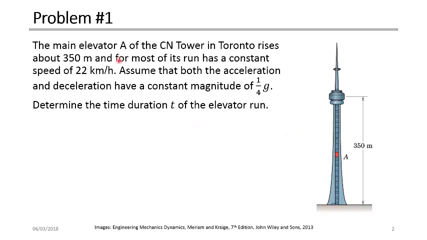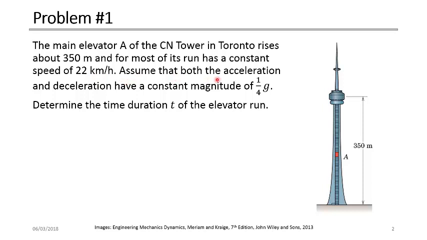It says the main elevator A. So we have an elevator A here of the CN Tower in Toronto. It rises about 350 meters. So the total height of this tower, where the elevator goes up and down, is 350 meters. And for most of its run it has a constant speed of 22 kilometers per hour. So most of the run here, the speed is constant, around 22 kilometers per hour.